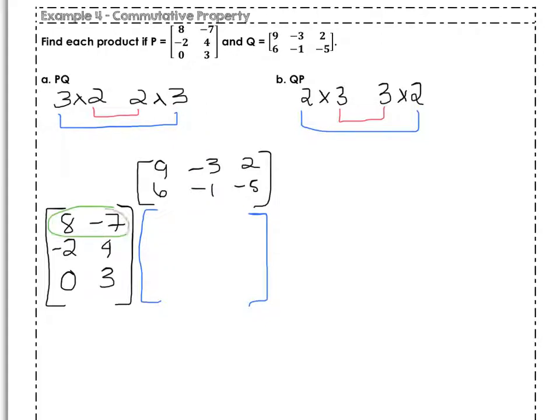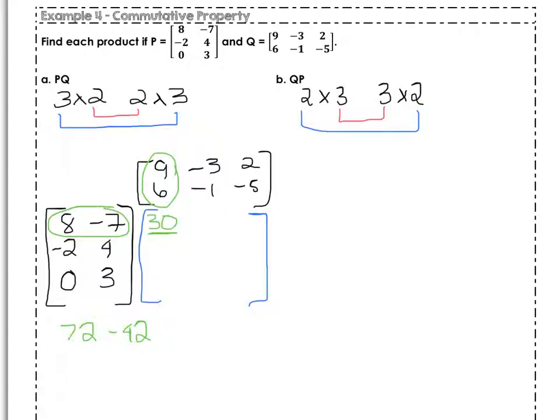Row 1 times column 1 will get me my row 1, column 1 solution. So we have 8 multiplied by 9 plus negative 7 multiplied by 6. Let me say that out loud one more time. 8 times 9, that's going to get me 72. And negative 7 times 6, that gets me negative 42. So 72 minus 42 gets me 30.